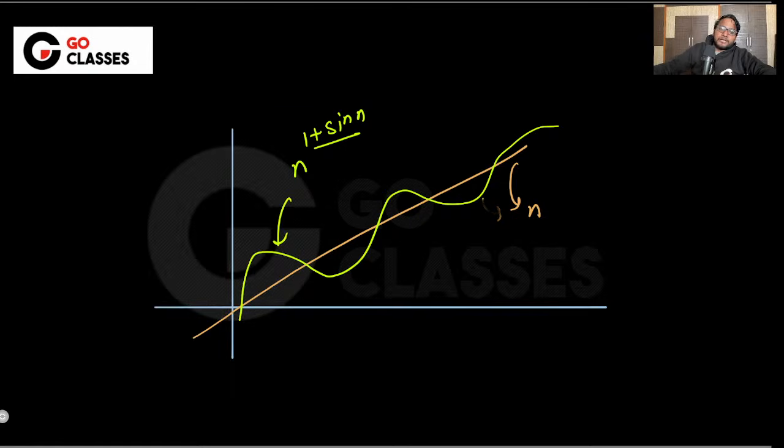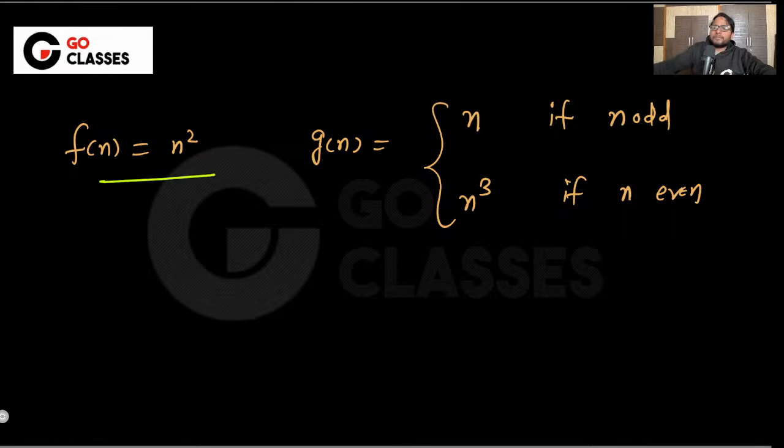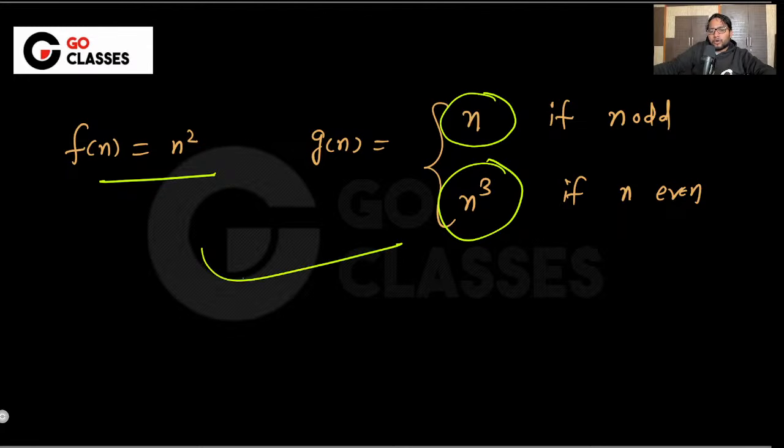Let me give you one more example of incomparable functions. For example, if I say fn equal to n square, and if I say gn equal to n if n is odd, or n cube if n is even, are they comparable? Tell me. See, it is always n square, but sometimes if n is odd, it is n, it is lesser, sometimes it is greater. So that's why they are not comparable, right? Not comparable.